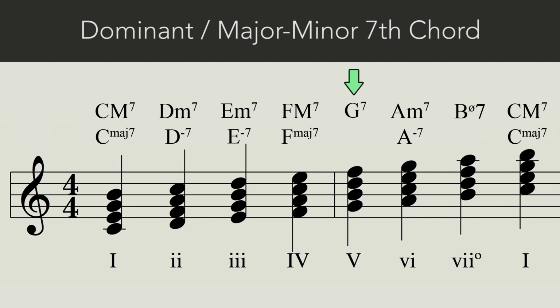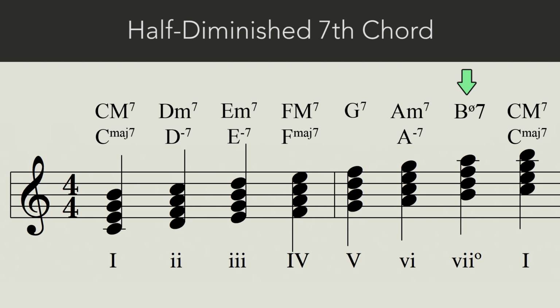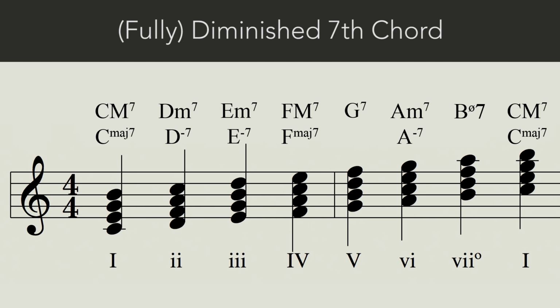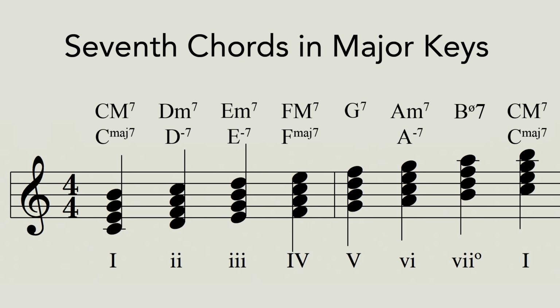The 5 chord is a dominant or major-minor seventh chord, just like we talked about in the last video. And the 7 chord is called a half-diminished seventh chord. That's what the slash in the diminished symbol means, half-diminished. There's also a fully diminished seventh chord that we'll talk about in a later video that doesn't have the slash. So let me go over the structure of the 4 seventh chords that we see here in major keys.